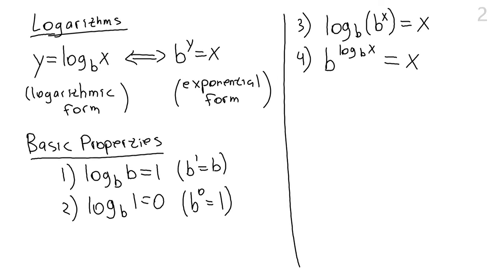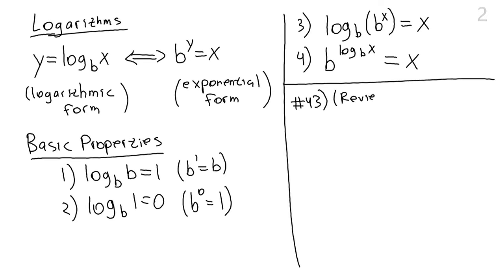Another way to think about it is when you're looking at the logarithmic expression, you're asking yourself, b to what power is going to give me x? And in property number 3, it's essentially a tautology. You're saying b to what power is going to give me b to the x? Well, the answer is x. And we're going to use these properties to do problem number 43.